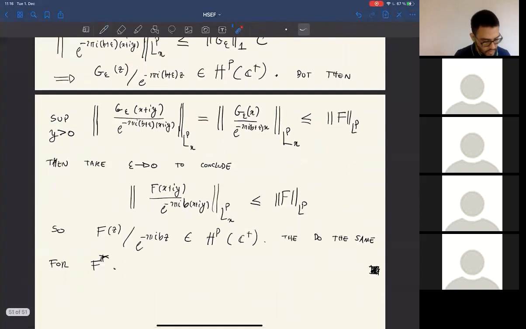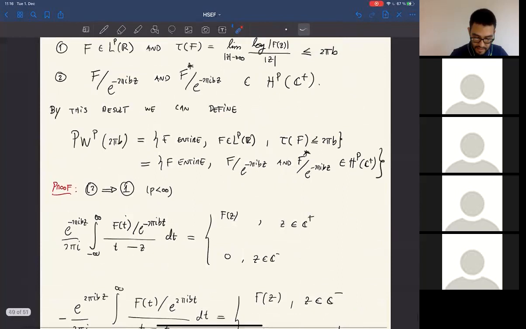So this is another kind of trick to keep in your pocket within this theory. Okay, so we now have the Paley-Wiener spaces with p, which was nice, and coming from this thing.